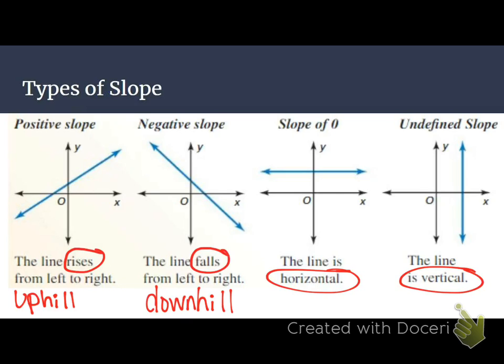Anytime you see a line, you should be able to just look at it and know if its slope is going to be positive, negative, 0, or undefined. Positive goes uphill, negative goes downhill, 0 is when it's horizontal, undefined is when it is vertical.